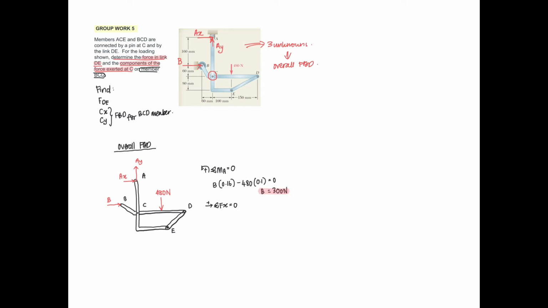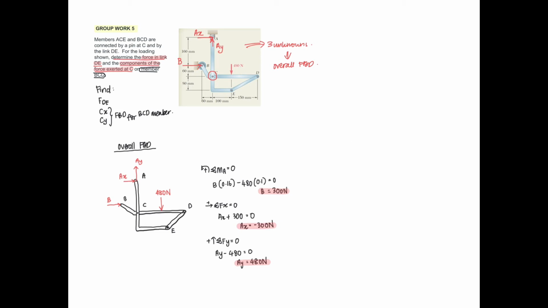Next, summation of Fx equal to 0. So we have Ax plus B equal to 0. So we can get the value of Ax equal to negative 300 Newton. And last equation is summation of Fy equal to 0. We have Ay minus 480 Newton. So we can get the value of Ay equal to 480 Newton. Okay, so settle. Next, we have to consider the FBD at member BCD.